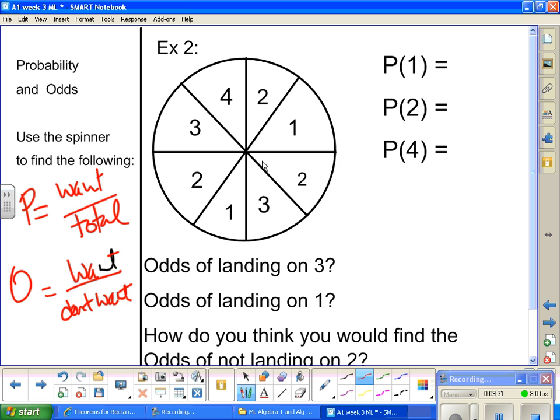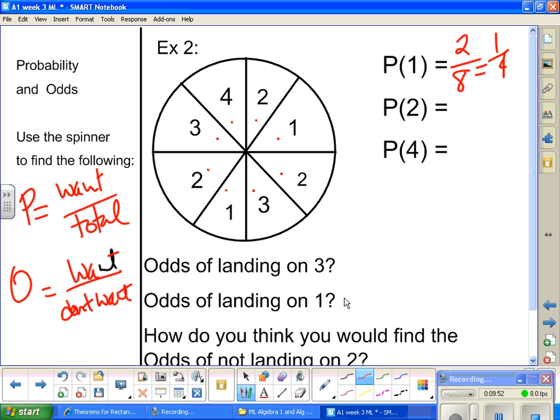Alright, so let's go ahead and do the probability of 1. So I'm going to look on the spinner. How many 1s are there? There's 2 of them, so I'm going to put 2. And then how many total do they have? There's 1, 2, 3, 4, 5, 6, 7, 8. So 2 over 8, which is 1 over 4.